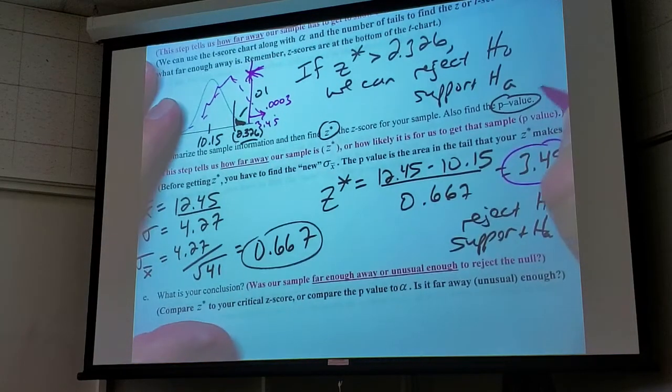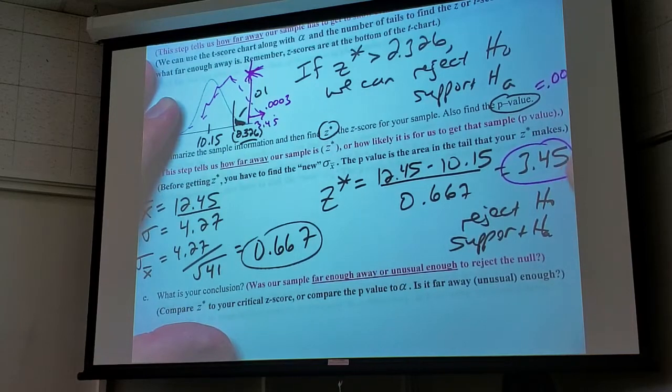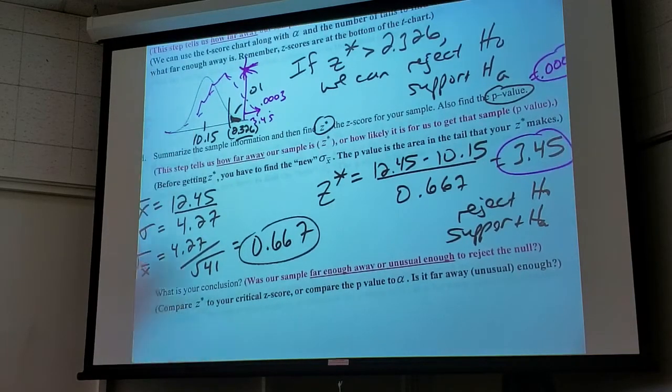So that's the p-value. The smaller the p-value, the more significant the findings. So when you hear somebody say statistically significant, that is what they're referring to. The p-value was smaller than some predetermined amount. In this case, 0.01.